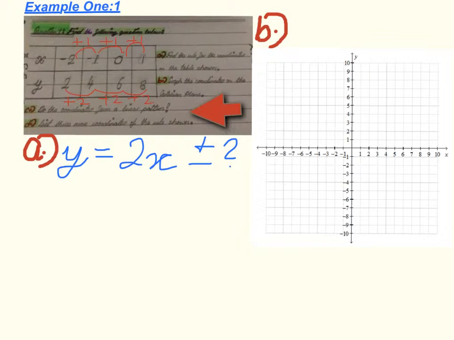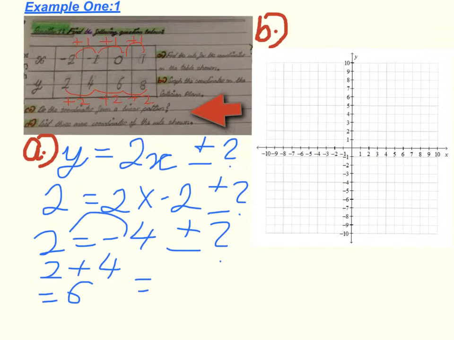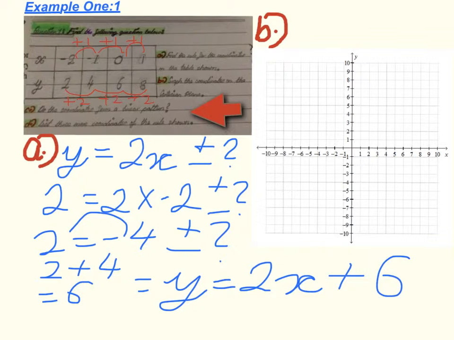So y is 2 equals 2 times minus 2 plus or minus something. 2 equals minus 4 plus or minus something. So we take that minus 4 across, which means that 2 plus 4 equals 6, which clearly defines that y equals 2x plus 6. That's the answer for part A.